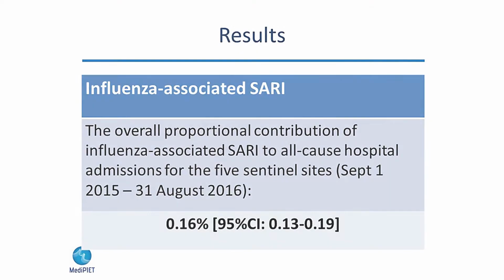Now, for our findings on the overall proportional contribution of influenza-associated SARI to all-cause hospital admissions for the 5 sentinel sites from the 1st of September 2015 to 31st of August 2016, it wasn't very high. It was 0.16% with a confidence interval of 0.13 to 0.19.